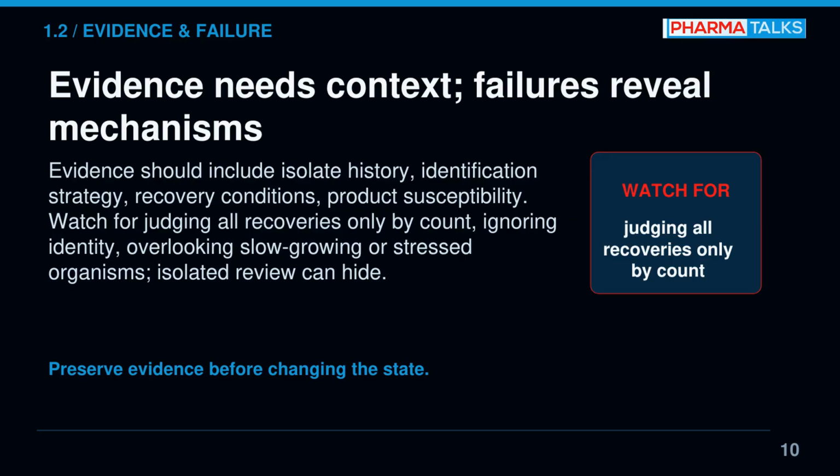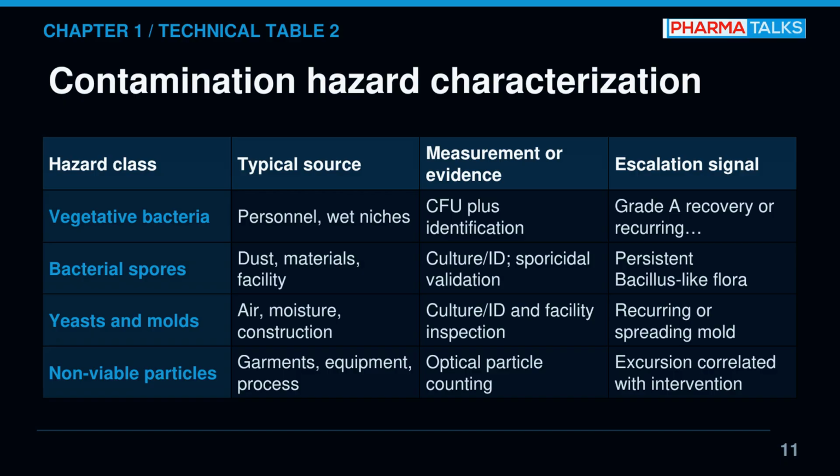Contamination hazard characterization. This table distinguishes vegetative cells, spores, yeasts, molds, non-viable particles, and endotoxin by their sources, measurement methods, and warning signals. For each hazard, the control evidence and the condition requiring escalation should be defined in advance. This distinction allows the response to follow the actual mechanism instead of applying one control method to every contamination type.